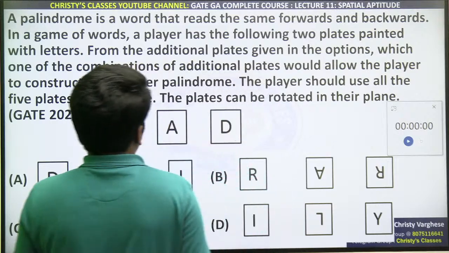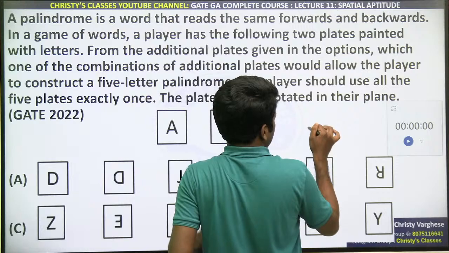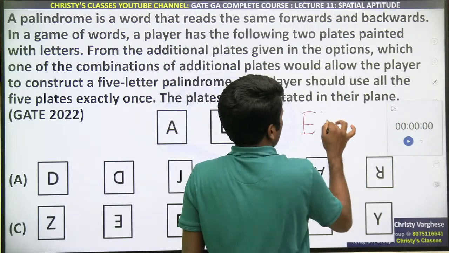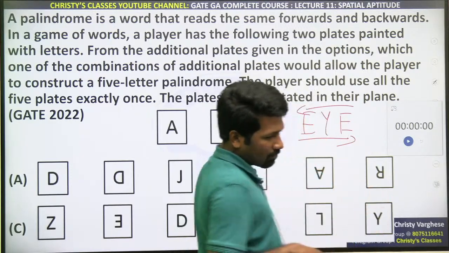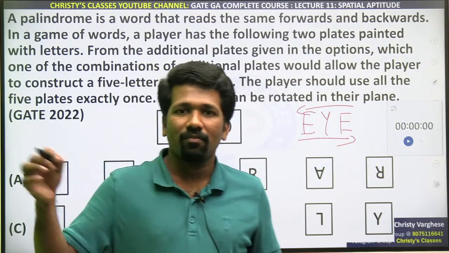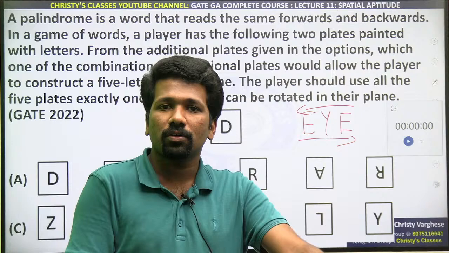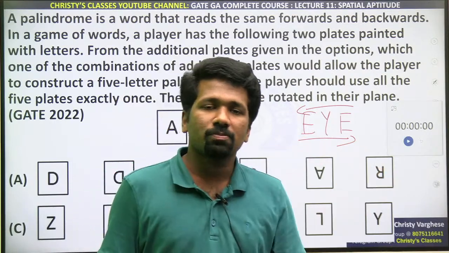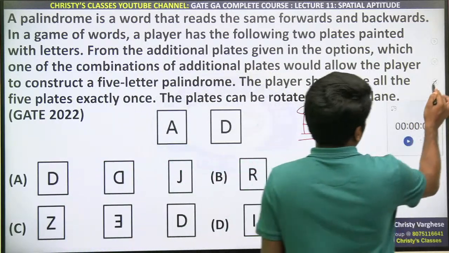The palindrome is a word. Palindrome sabko pata hai na? Like the word EYE. EYE is a palindrome because if you read from left also, it is EYE, right also EYE. Malayalam, my mother tongue, M-A-L-A-Y-A-L-A-M. If you read forward or reverse, that is also a palindrome. Forward bhi Malayalam hai, reverse bhi Malayalam hai. So that is an example of a palindrome.